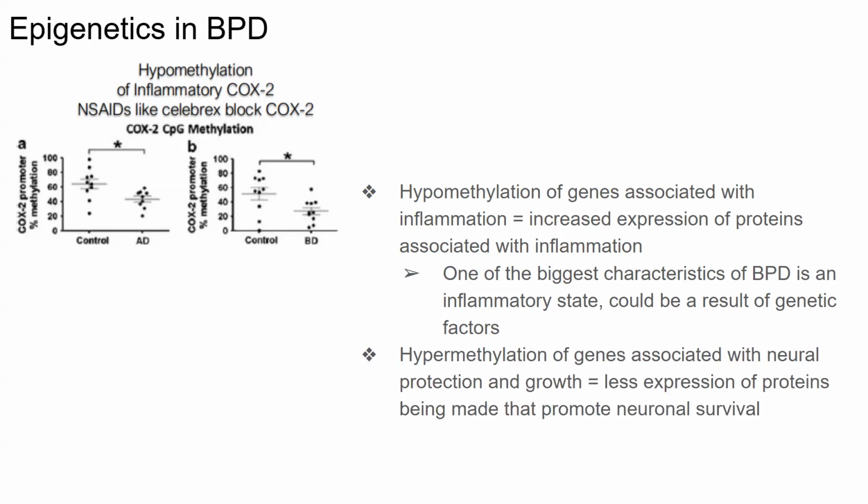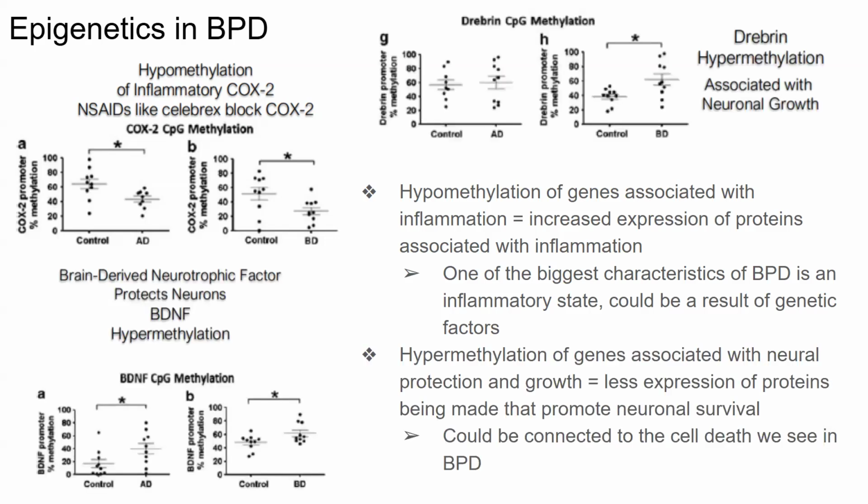And then we're gonna have hypermethylation of genes that are associated with neuroprotection and neural growth. This is gonna be BDNF, which stands for brain-derived neurotrophic factor. And the other gene is gonna be DREBRIN. These are your neuroprotective genes that are associated with neuronal growth and neuronal survival. If you have hypermethylation of these genes, you're gonna have less transcription, less of their protein expression, and so less neuroprotection and less neural growth. Because we're seeing less neuroprotection and growth, this could probably be connected to the cell death that we see in bipolar disorder patients.